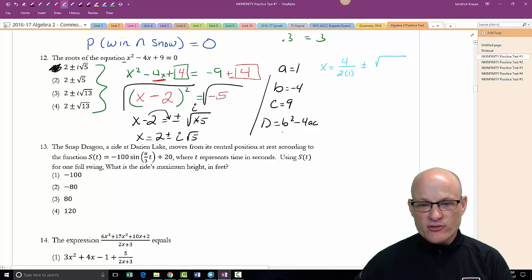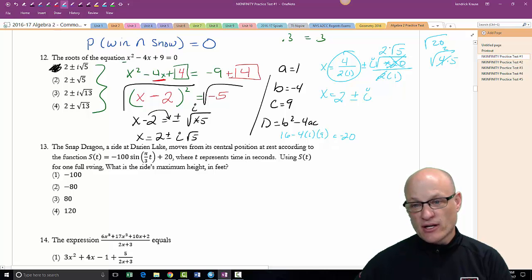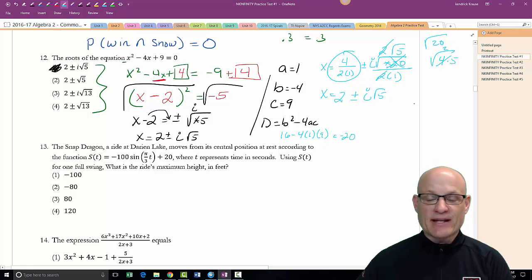Oh, I didn't do the discriminant. So the discriminant, b squared is 16 minus 4 times 1 times 9. That's negative 20. All over 2 times 1. So I got to not only take out this i here, but I got to simplify the square root of 20, which is the square root of 4 times 5, which is really 2 square roots of 5. So this becomes 2 square roots of 5. So I get x equals 4 divided by 2 is 2 plus or minus i. Now notice these 2's cancel here, right? Square roots of 5. So I get the same answer that way.